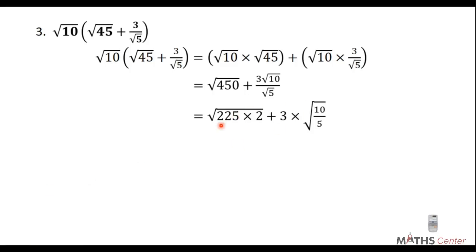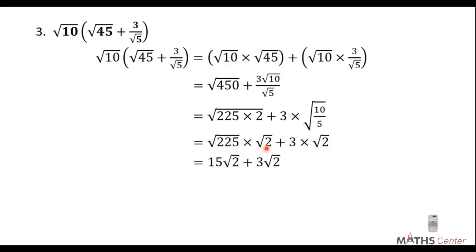So you are going to have square root of 225 times 2, then plus, we have 3 here, so 3 times, you can write 3 over 1 or 3, it is the same thing. So 3 times, we know that square root of 10 divided by square root of 5 can be written as square root of 10 divided by 5. Then you do the expansion here, so you have square root of 225 times square root of 2 here, then plus 3 times 5 will divide 10 2 times, so you are going to have square root of 2 here. So you know that square root of 225 will give us 15.